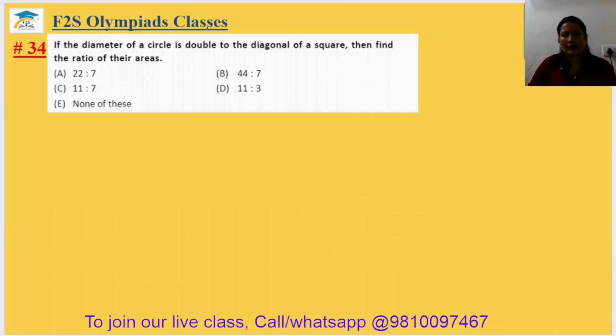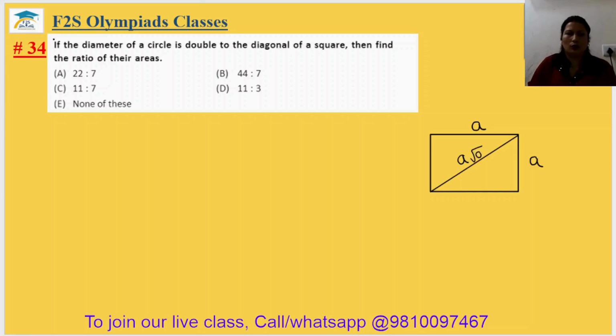If the diameter of a circle is doubled to the diagonal of a square, then find the ratio of their areas. So first, I'm just making a square. And consider it as a square. Actually, it looks like a rectangle, so just take it as the square only. This is your A side of the square. So according to the Pythagorean triplet, we know that the diagonal of the square will be A root 2. It should be your A root 2.